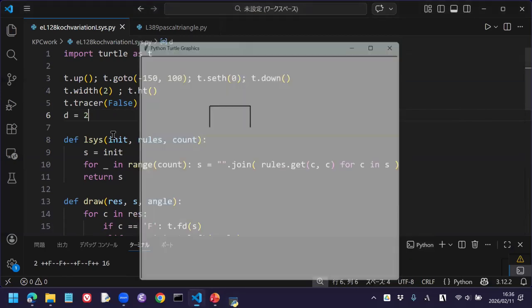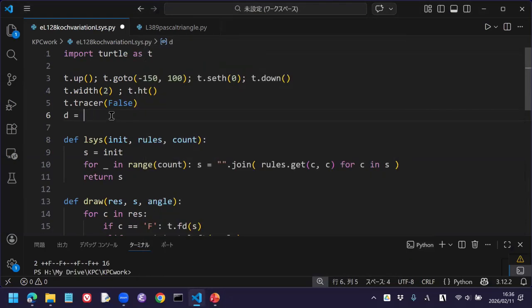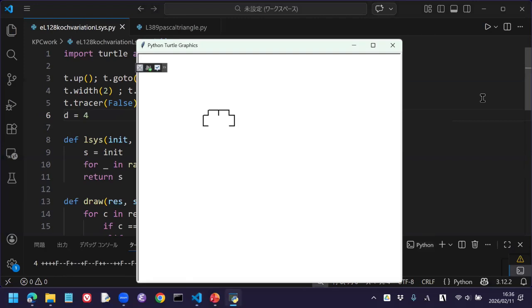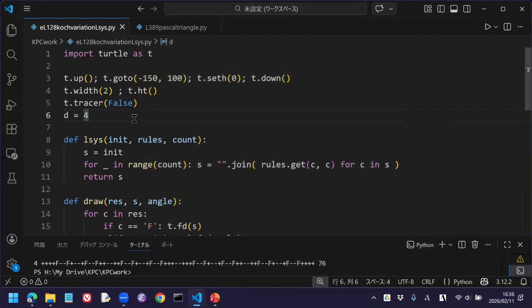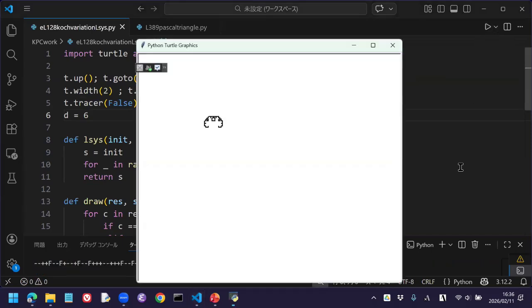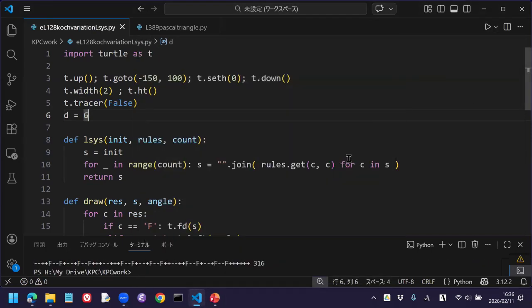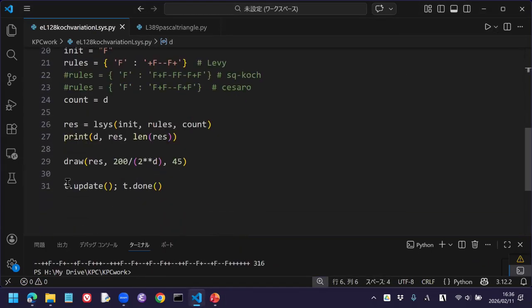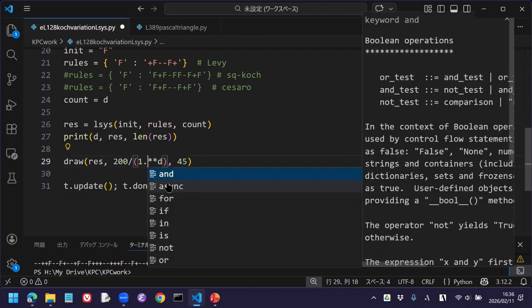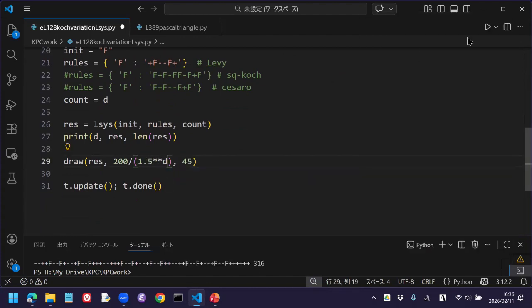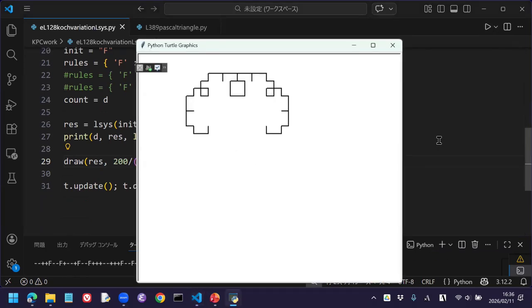Good. This is a familiar one. Level 4. Okay. Level 5 or 6. This is interesting. We can enlarge a bit, or we can reduce this to 1.5 to see how it looks.